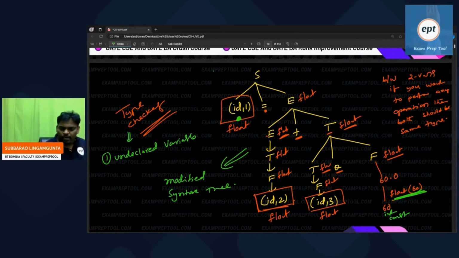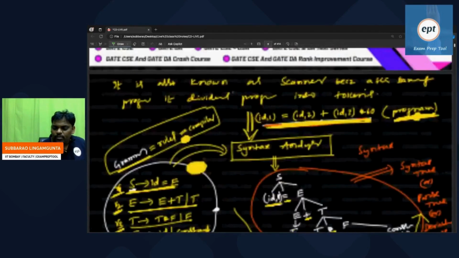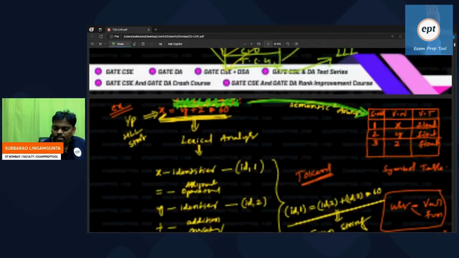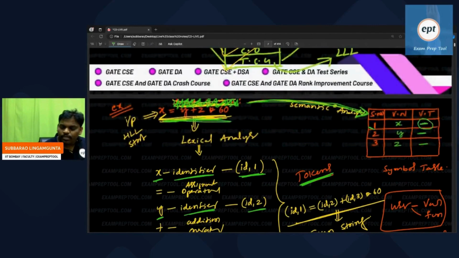Type checking, he will do, for an undeclared variable, because it is something related to type only. You want to know the type, but the type is not there. Oh, undeclared variable. Now see one more interesting answer. Everyone listen to this also.